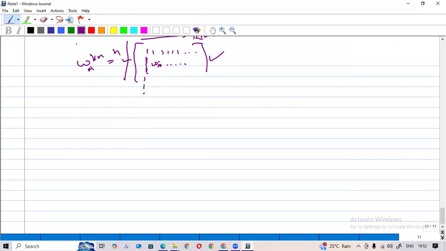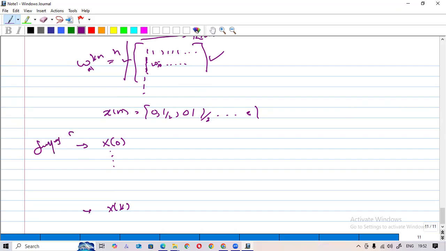In this question, x[n] is given as 0, half, 0, half, and so on. I can't remember up to 8 numbers. You are asked to calculate first X[0], X[1], likewise up to X[k]. These are the frequency domain samples. These are time samples. Now we convert this time sample into frequency sample using DFT. That is why we are using DFT, to convert time samples into frequency samples. But if you apply Fourier transform, what happens?